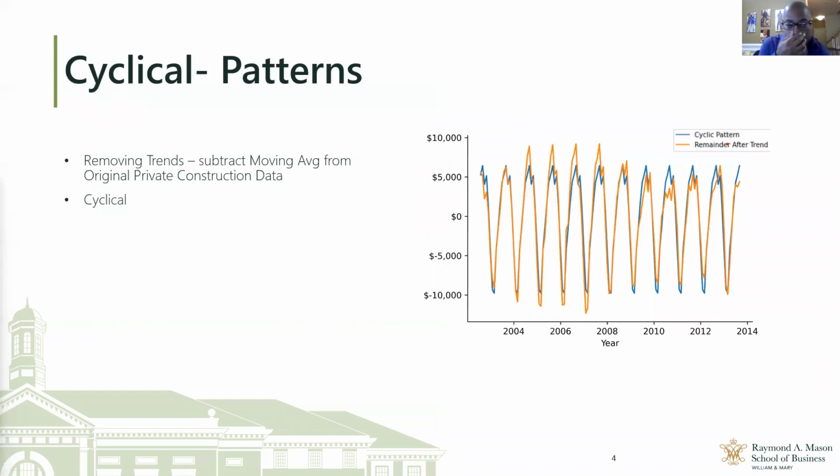Going forward, what we'll then do is see what else is in the data. So now that we have the trend, we have to figure out what's left to be estimated. So we're going to now subtract the moving average from the original private construction data to come up with what's left. In that, we'll see that there's some cyclicality and a pattern emerges. So in this one, we're going to say this cyclicality shows that a pattern repeats 12 times, which we found by using autocorrelation of the data.